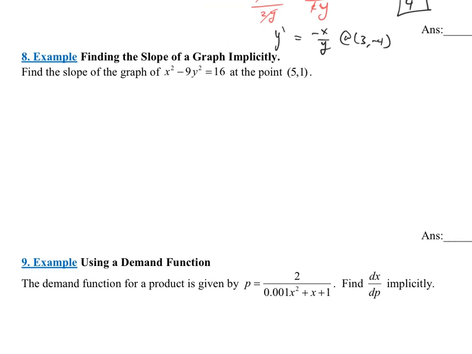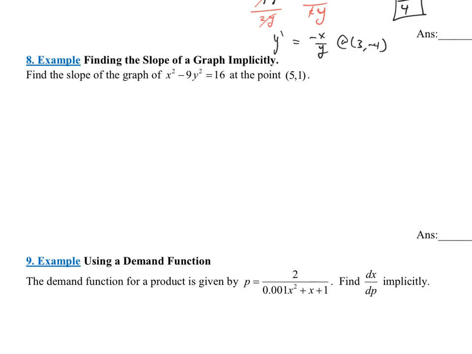Same thing on number 8 here. It says find the slope of the graph of x squared minus 9y squared equals 16 at the point (5, 1). Again, if you know anything about your hyperbolas and parabolas and those different shapes, you would know that this one is a hyperbola, because the signs on x and y are opposite and the coefficients aren't the same.